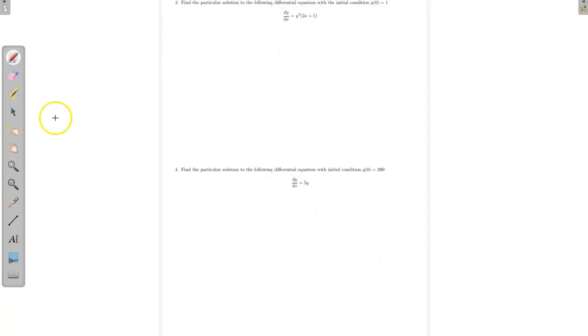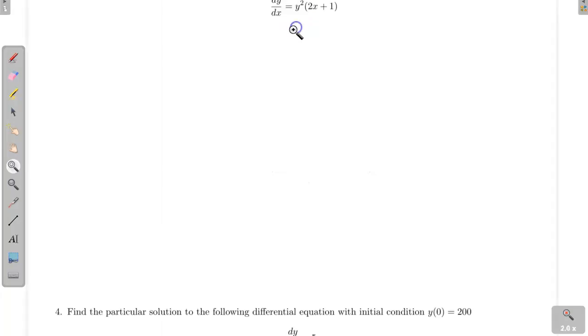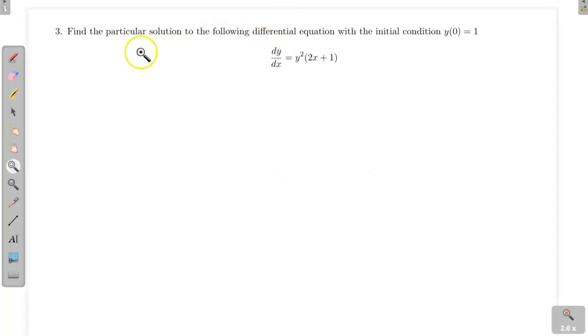All right, we're still in the same skill, and this is one of the reasons that it's worth more points, because there's more types of questions. But this is the same thing, except for now we're finding a particular solution. That just means we have an initial value, and that just means we can find c. All right, we can find the c value. So we're still going to do the same first steps. We're going to separate our variables.